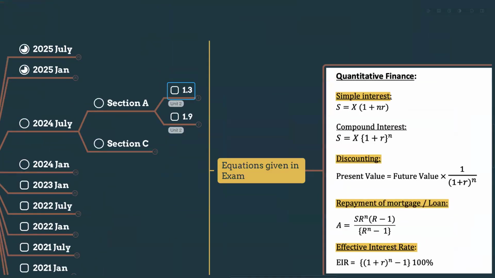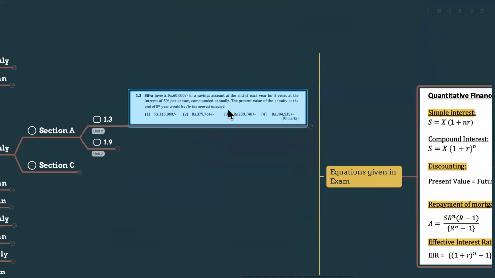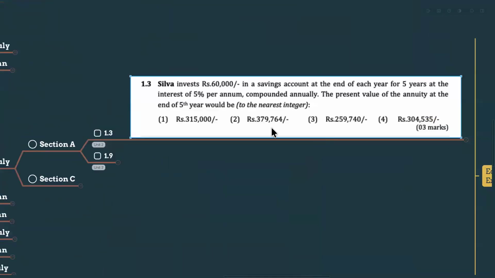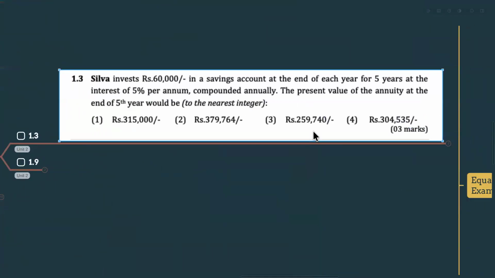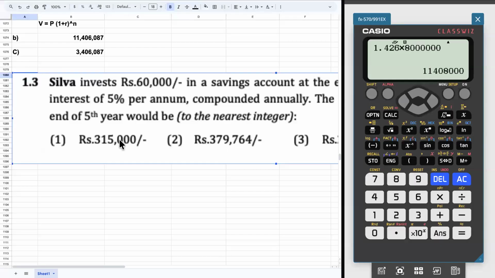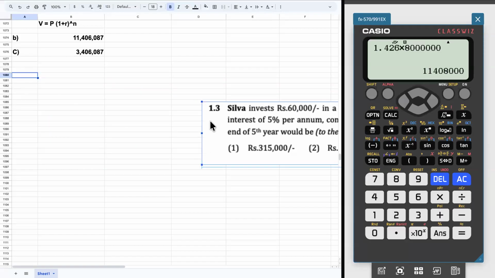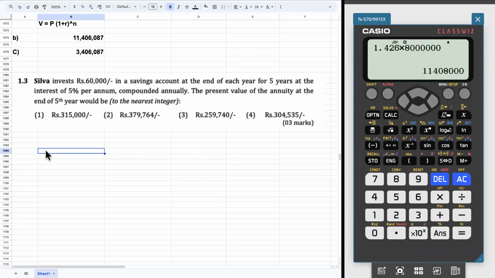In 2024 July, there are 2 MCQ questions. You're going to answer for me. Silva invests rupees 60,000 in a savings account at the end of each year for 5 years at an interest of 5% per annum, compounded annually. The present value of the annuity at the end of the 5th year would be. What's your answer? Present value of the annuity.